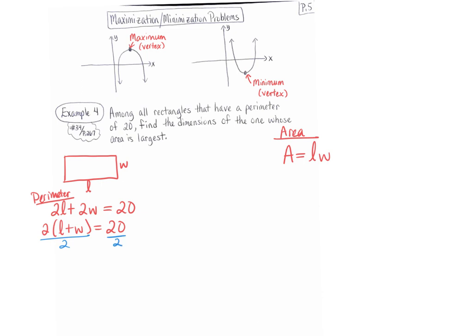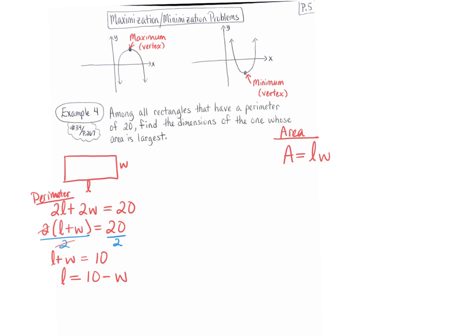Notice that these 2's will cancel, leaving you with L plus W equals what? 10. Good. You said you wanted to solve for L. So you go ahead and do what now? Subtract the W. Good. So you have L is equal to 10 minus W. Now let's go back and recap, see why we did that, because we're not done yet.